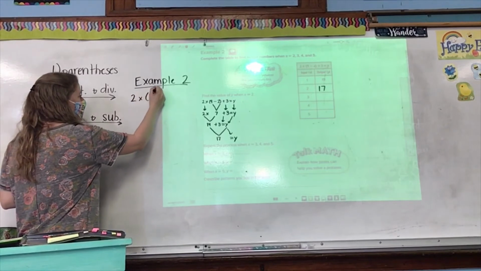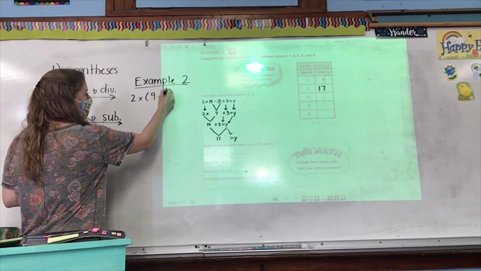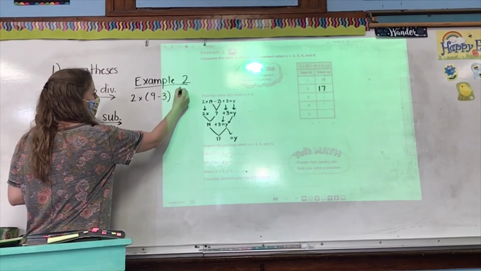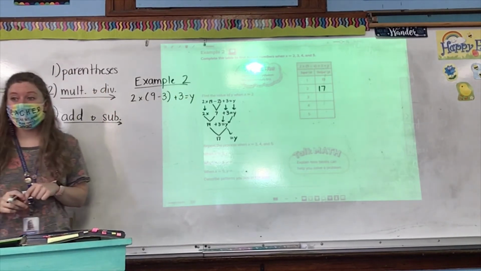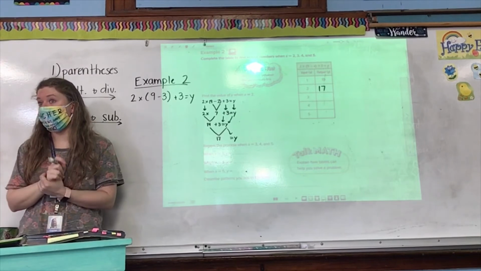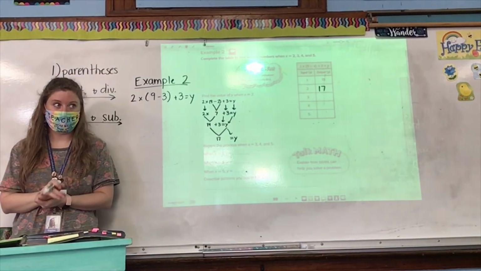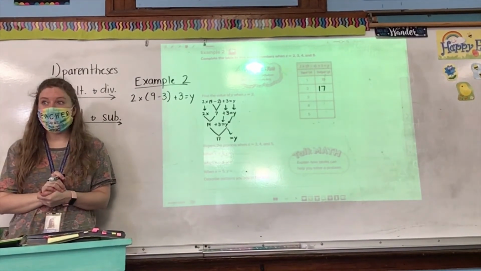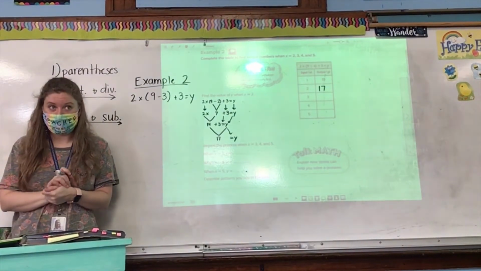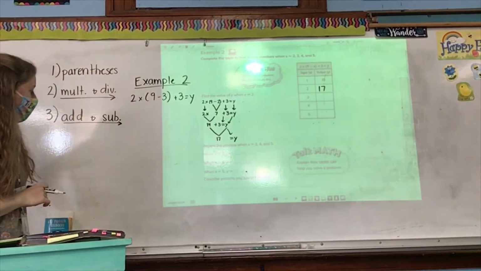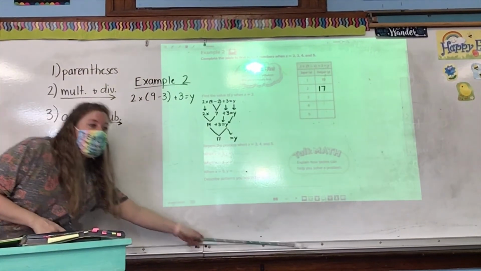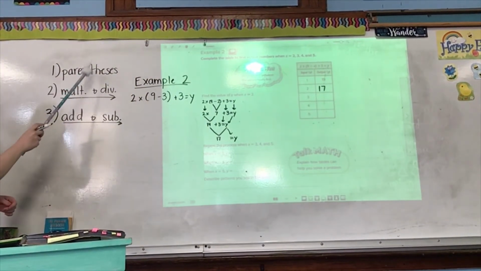2 times 9 minus 3 plus 3 equals y. Make sure when you're copying over on your separate sheet of paper that you're copying everything correctly. Don't make a silly mistake and copy something incorrectly and then get all the answers wrong after, okay? So now, we just follow the order of operations.